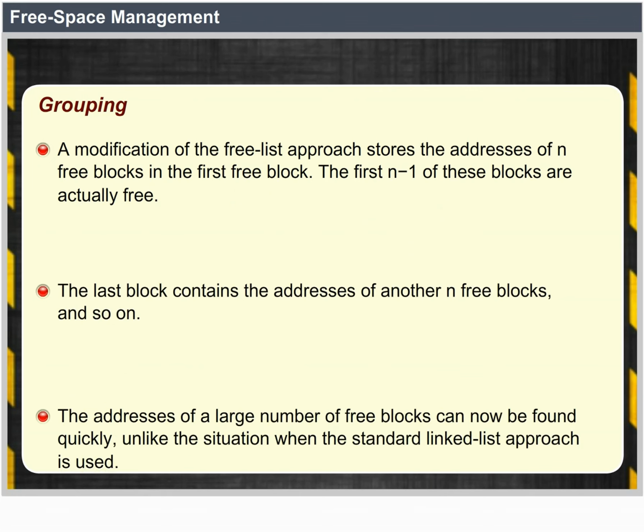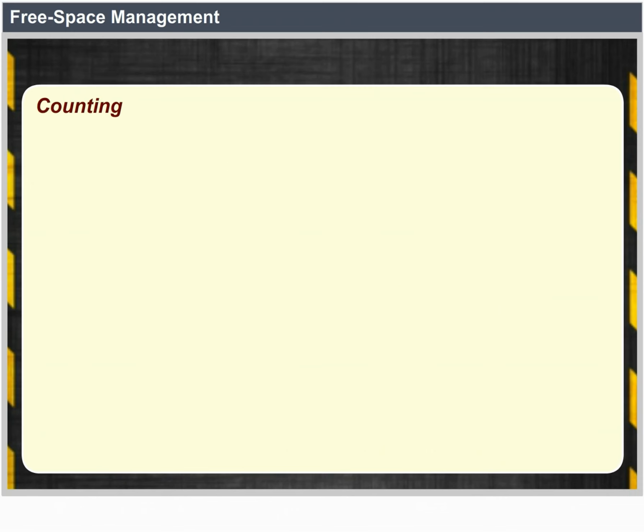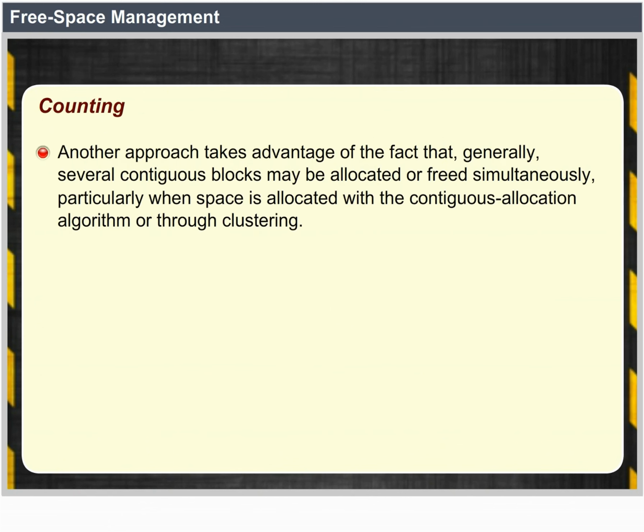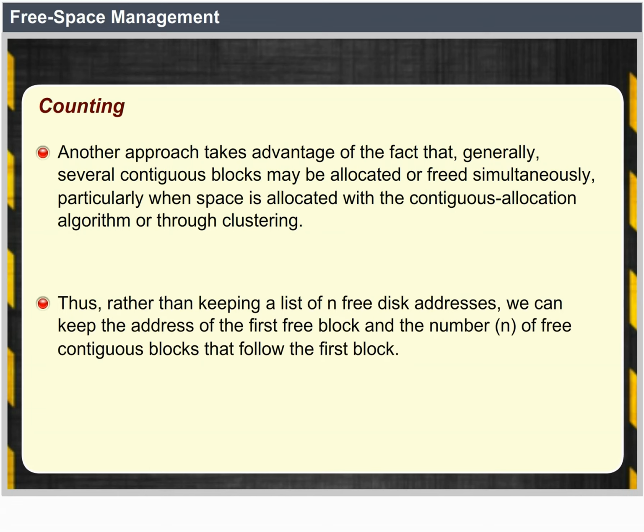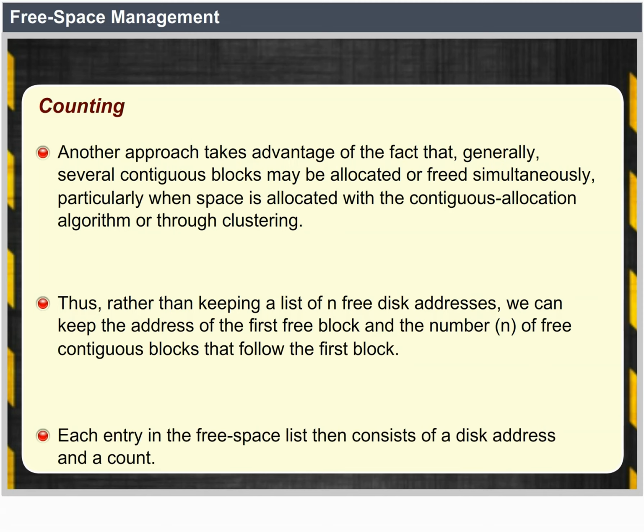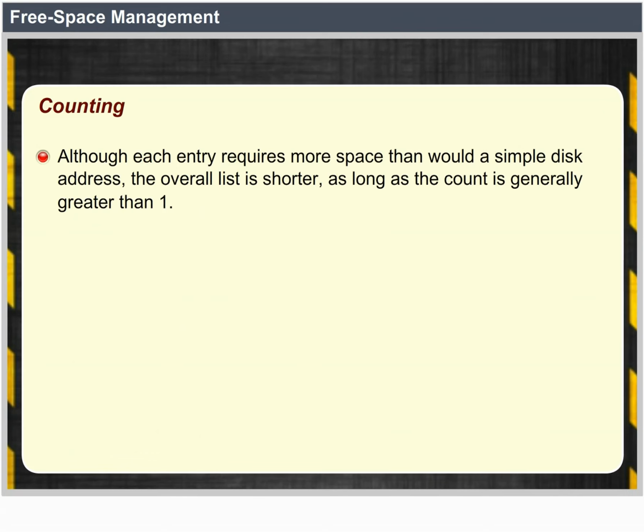Counting. Another approach takes advantage of the fact that generally several contiguous blocks may be allocated or freed simultaneously, particularly when space is allocated with the contiguous allocation algorithm or through clustering. Thus, rather than keeping a list of n free disk addresses, we can keep the address of the first free block and the number n of free contiguous blocks that follow the first block. Each entry in the free space list then consists of a disk address and a count. Although each entry requires more space than would a simple disk address, the overall list is shorter as long as the count is generally greater than 1.